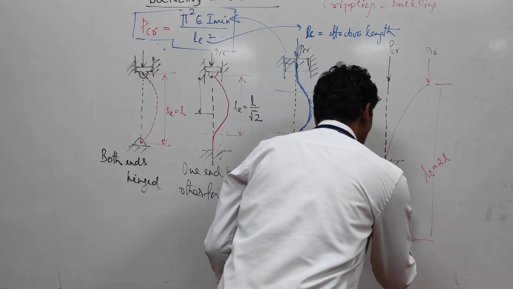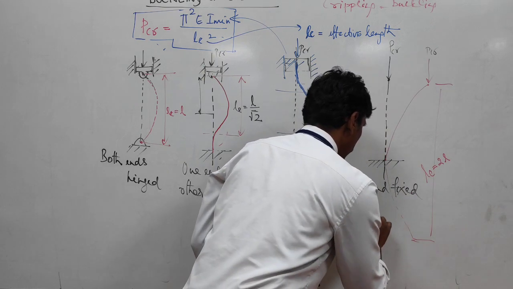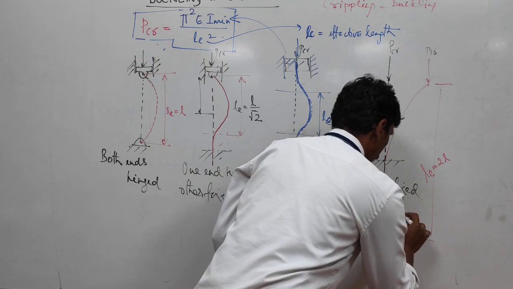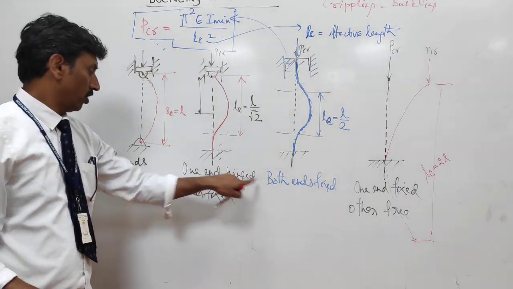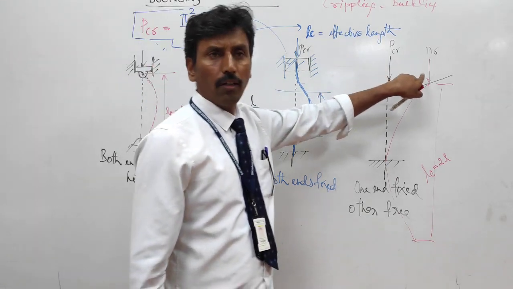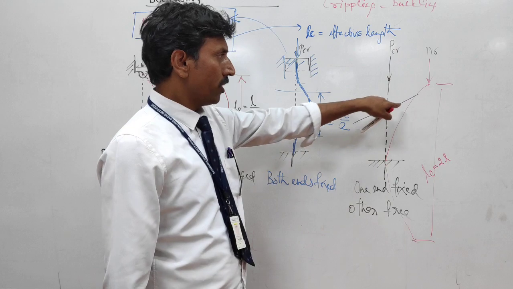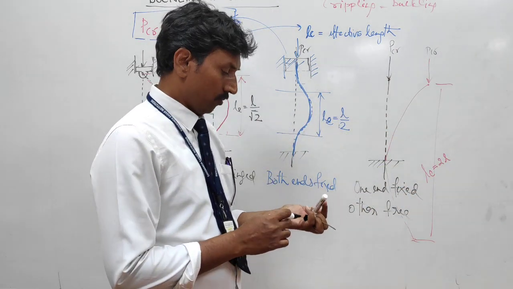One end fixed, other free. This is arranged like this. Here it is free to move sidewards. Okay, so in this case, effective length is 2 times the actual length.